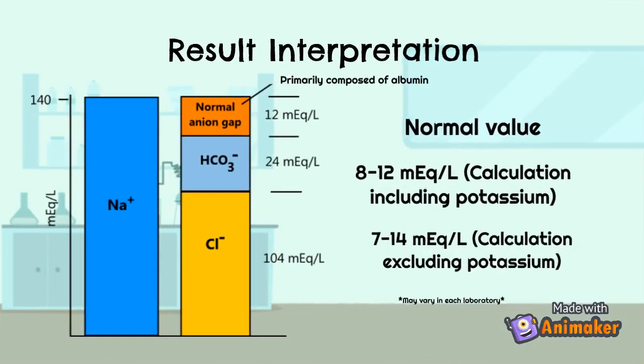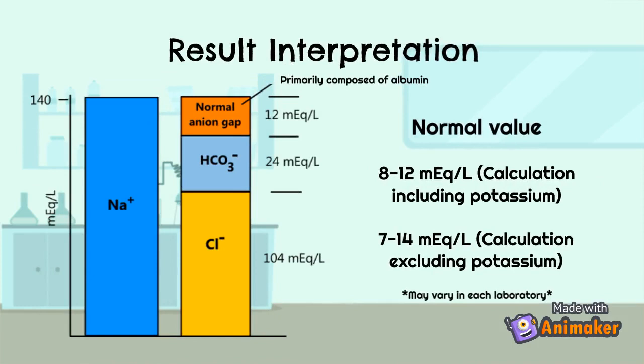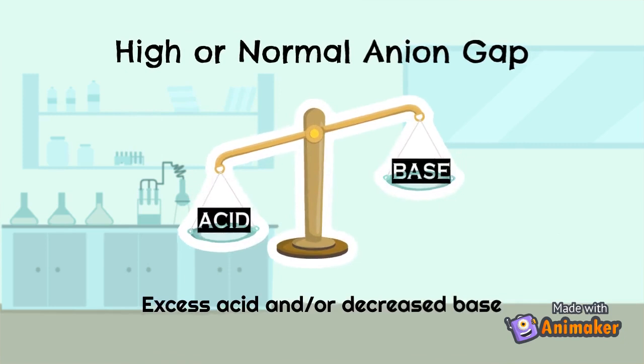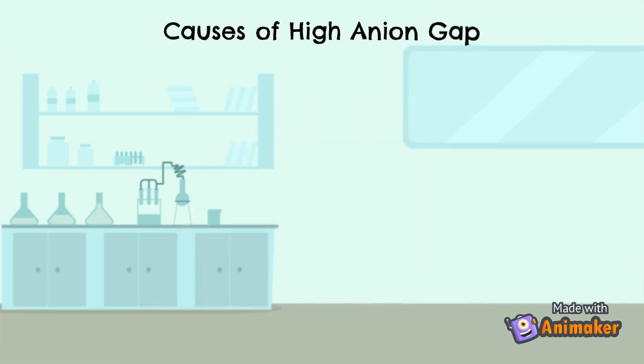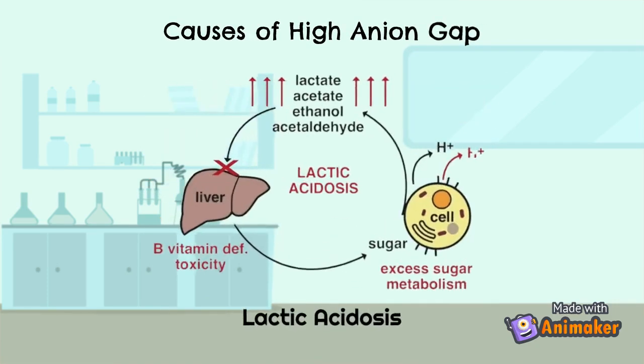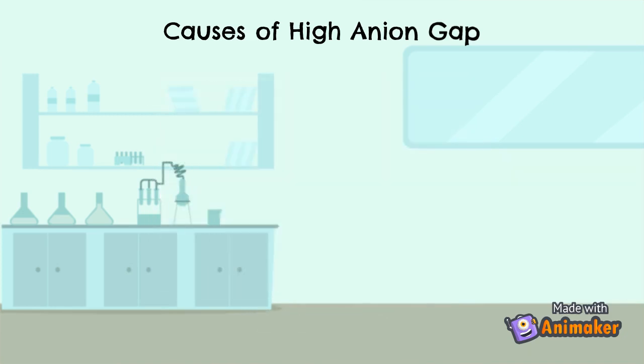Normal value of anion gap is 8 to 12 milliequivalent per liter if the calculation includes potassium and 7 to 14 milliequivalent per liter if the calculation excludes potassium. High anion gap metabolic acidosis usually indicates excess acid and or decreased base. High anion gap may be caused by ketoacidosis, lactic acidosis, renal failure, and toxic ingestions.